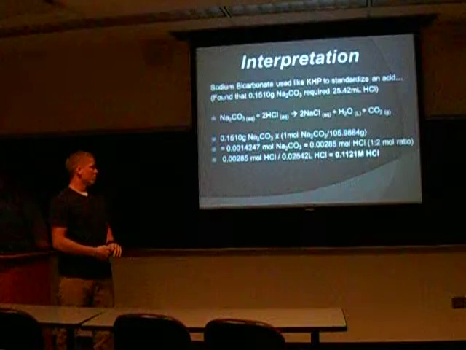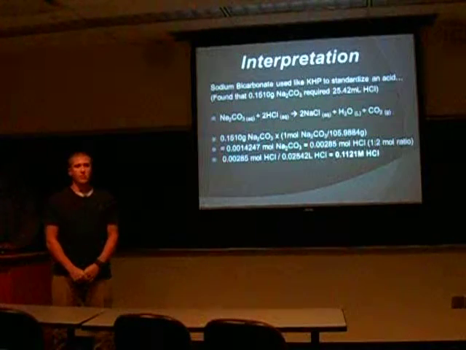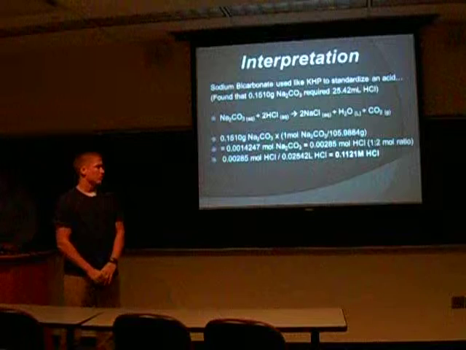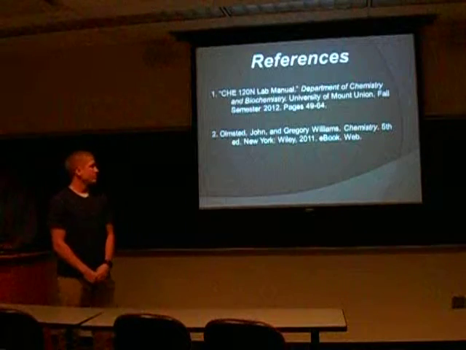And once we did that, it was just simple. We could divide by the liters of hydrochloric acid, and that gave us the molarity of that hydrochloric acid to be 0.1121 molar hydrochloric acid. And there are references.